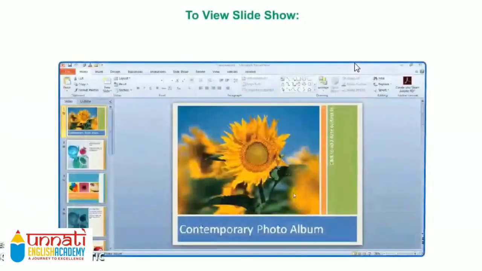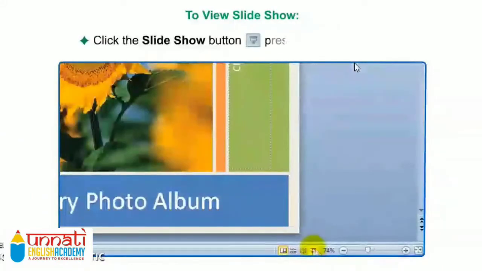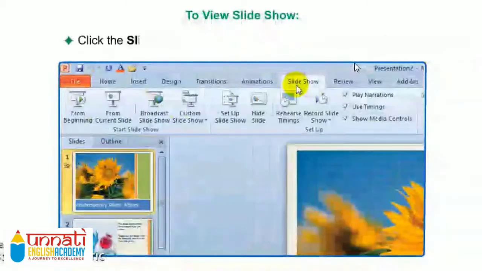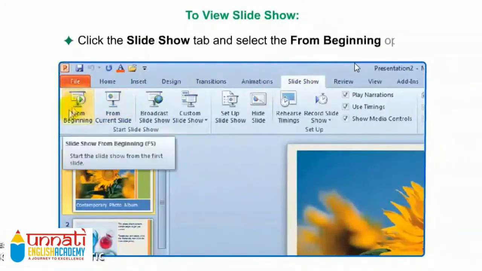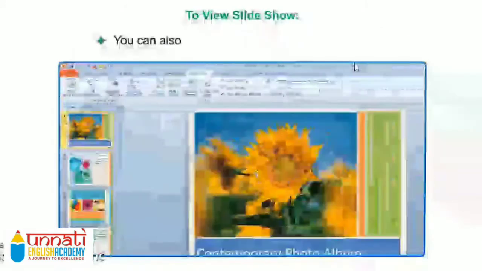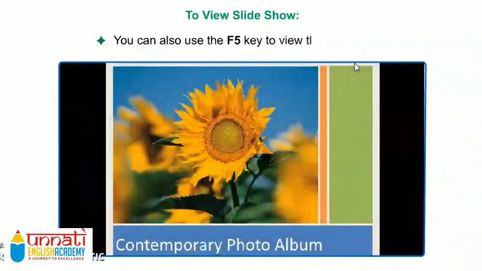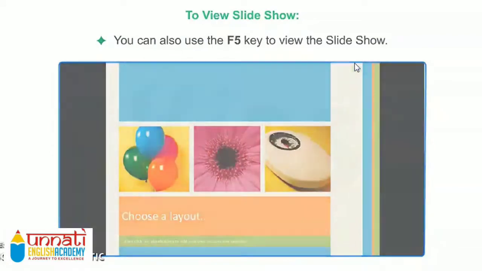If you want to open the slideshow view, click on the slideshow button present on the status bar. Or there is a second method. Click on the slideshow tab. Here you have to open the slideshow tab, not the view tab, and select the from beginning option. Or there is a third method, that is the shortcut key, and that is the F5 key. So the F5 key is used to start the slideshow.